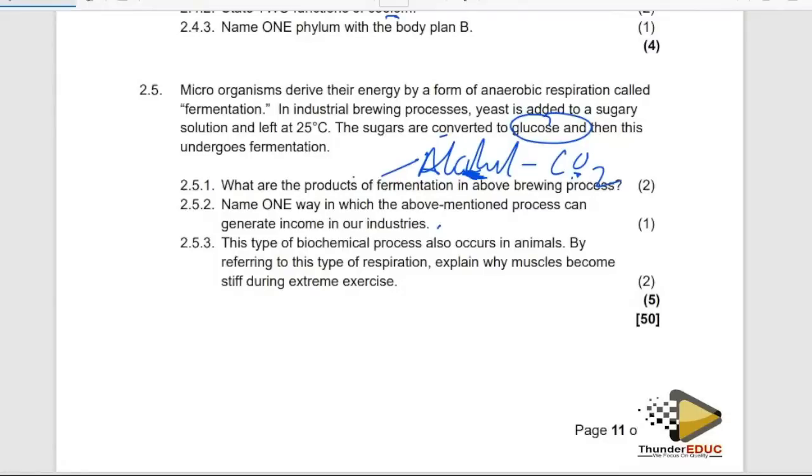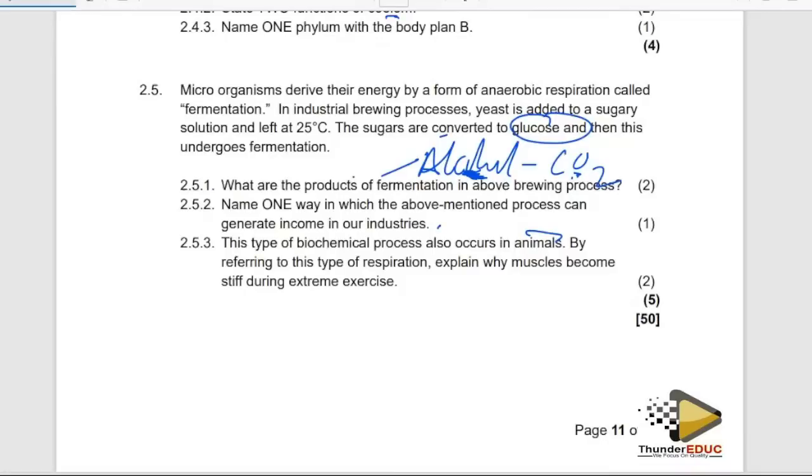This type of biochemical process can also occur in animals, meaning that it occurs in what's called anaerobic respiration. By referring to this type of respiration, explain why muscles become stiff during extreme exercise. Why do you become stiff? Why do you get this fatigue? Why do you get this muscle pain? Why?